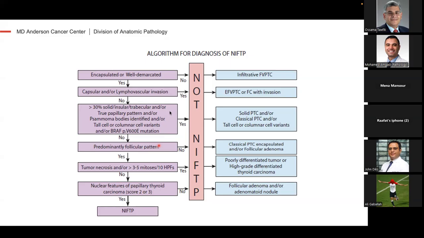It could be sampling issues, but if you have very clear PTC features, you might not get a BRAF or an NRAS, but you should get a profile that is related to PTC.